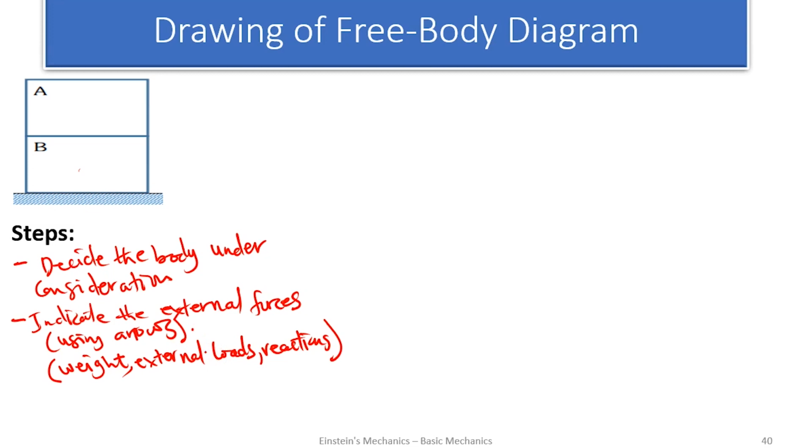Some bolts, some joints, some pivots, that place will carry some reactions. And all the external loads should also be considered. Then we consider the weight of the body. So looking at this, there's going to be a reaction here. We'll draw it and we'll see. If you are considering body B, there will be a reaction, and there will be the weight. We'll see how to also indicate the weight.